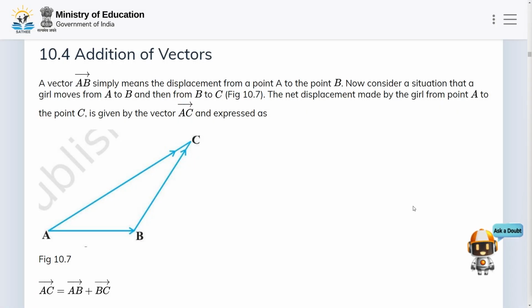Hello students, I hope that you are good, well and fine. In today's session, we will be seeing addition of two vectors. So how are we going to add vectors?